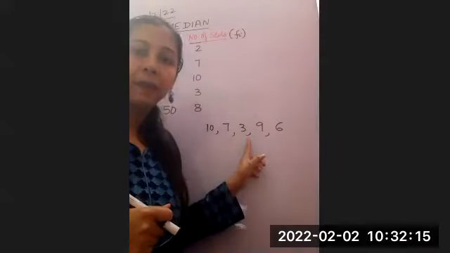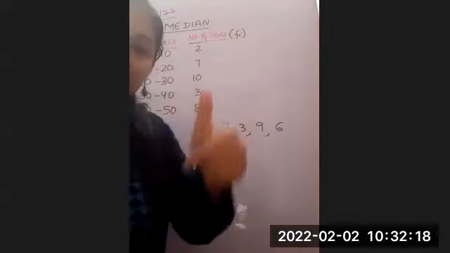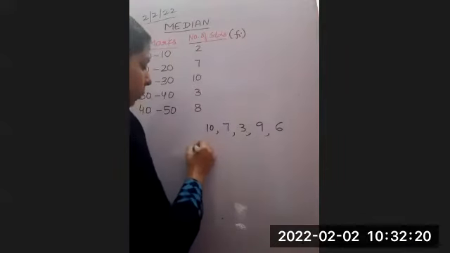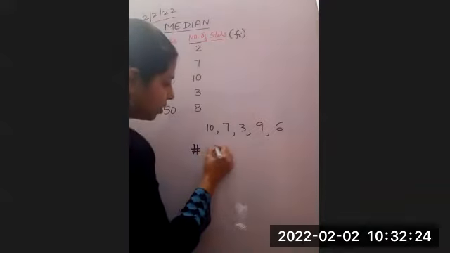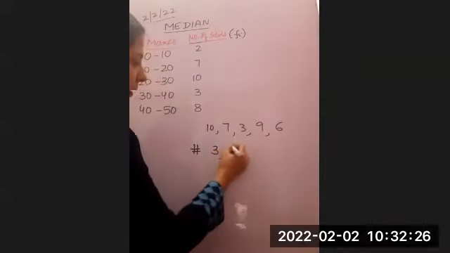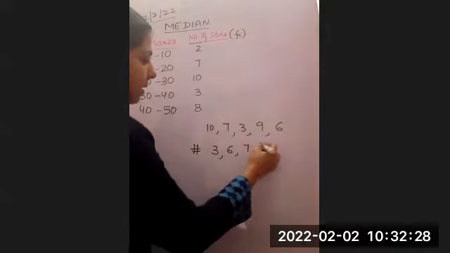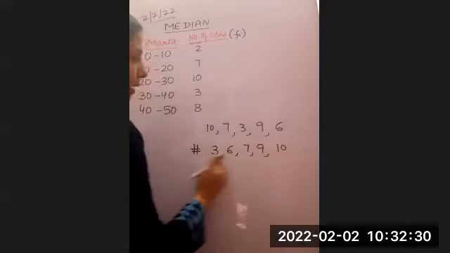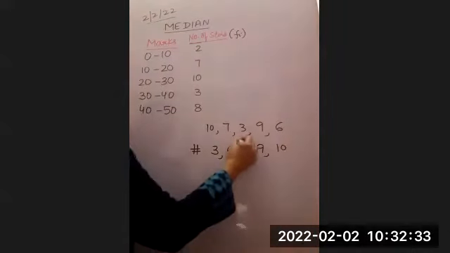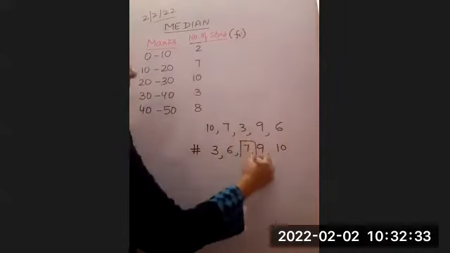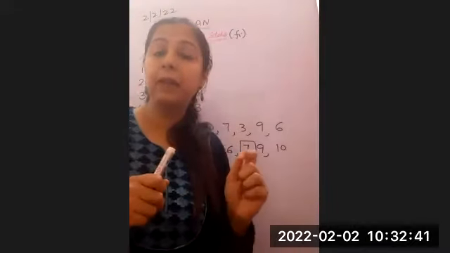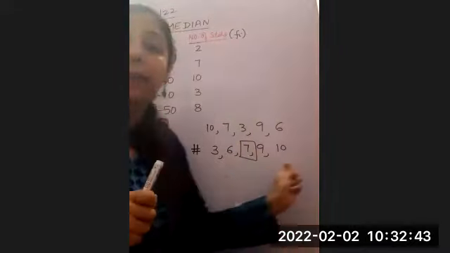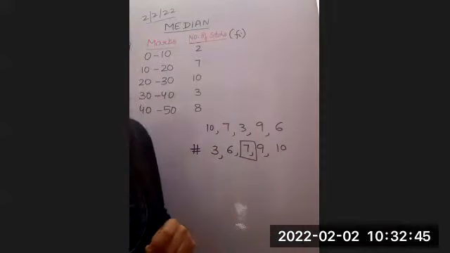No, ma'am, we need to arrange it in ascending order. Yes, very good. First, we need to arrange data in ascending order. So when I arrange in ascending order, it would be 3, 6, 7, 9, 10. And then the middlemost value is 7. So the first and foremost step needed to find median is to arrange data in ascending order. All right, beta.